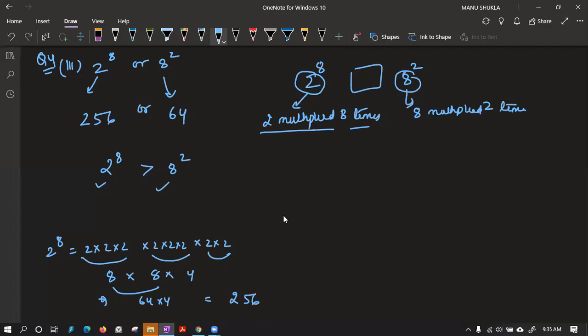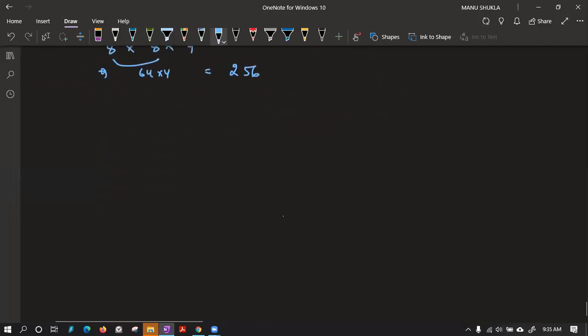Now the fourth part, in which many had doubts. The fourth part is 100 power 2 or 2 power 100. Class, let us see how to find this answer. We can easily find the first one, 100 power 2. If you observe, 100 power 2 is 10,000.